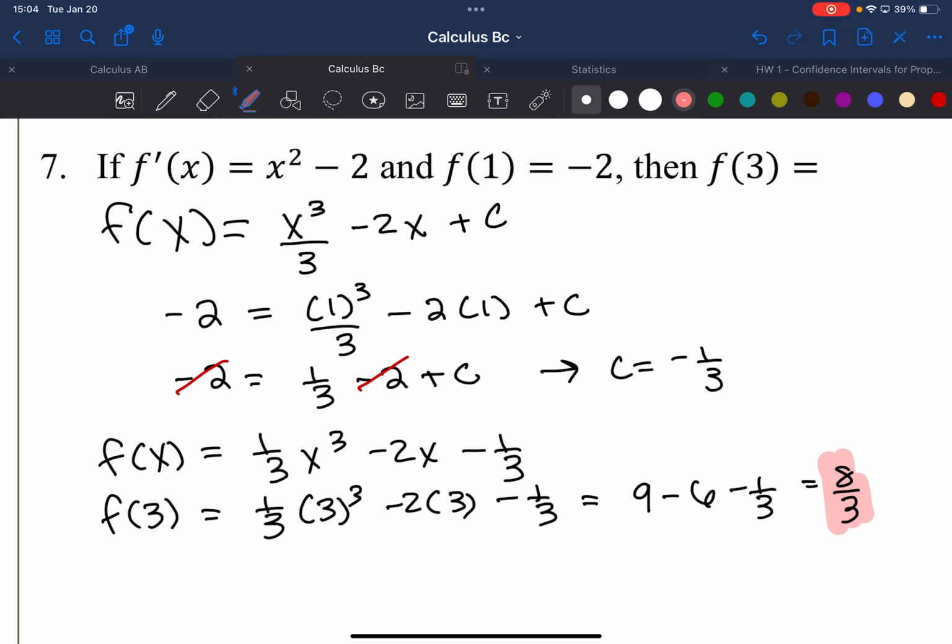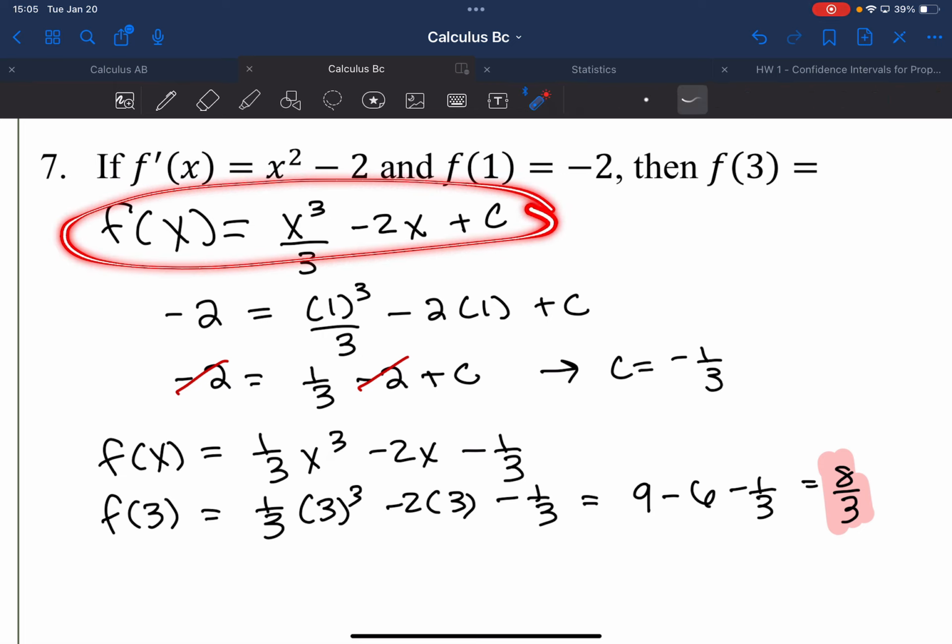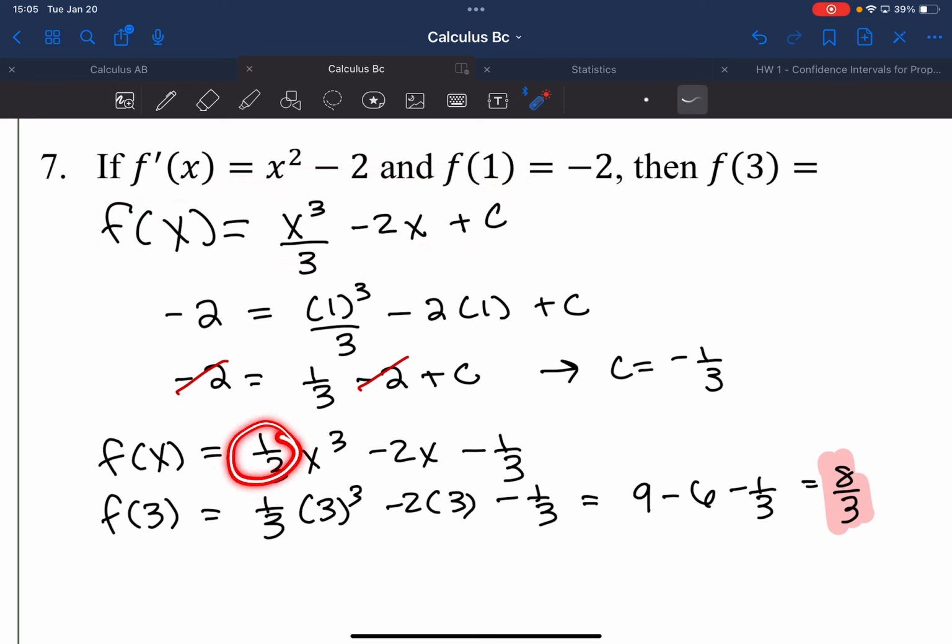Yes. How did I get f of x? From this part here? No, the one that says 1/3 x. It's from up here. Yeah. Yeah, I just moved the 1/3 out. That's it.